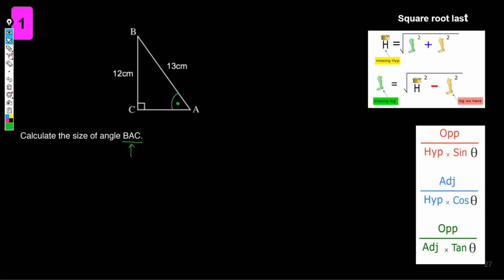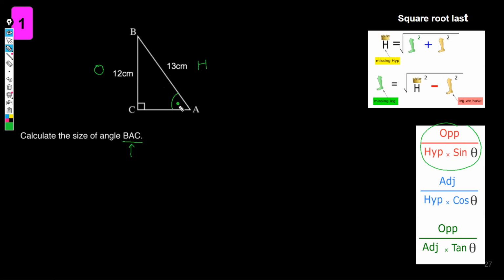All right, let me see if you have the majority of this question correct. You're standing at A. That 12 is definitely opposite, so I'll put the O. And that 13 is opposite the right angle, so I know that's the hypotenuse. So only opposite and hypotenuse are relevant in this question. Opposite and hypotenuse is Mr. Sine.